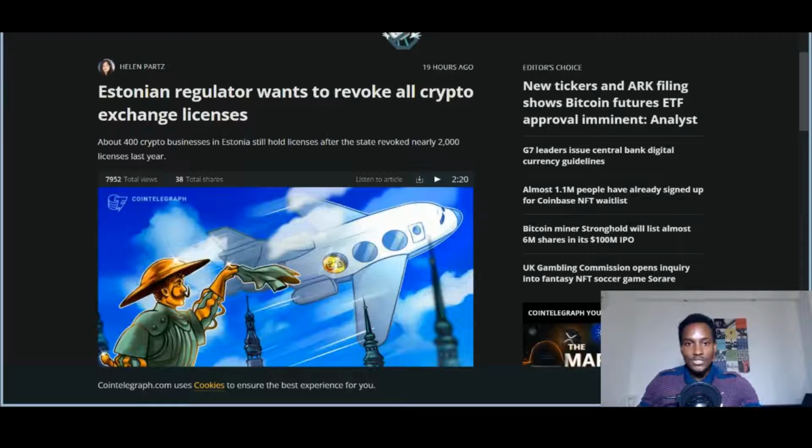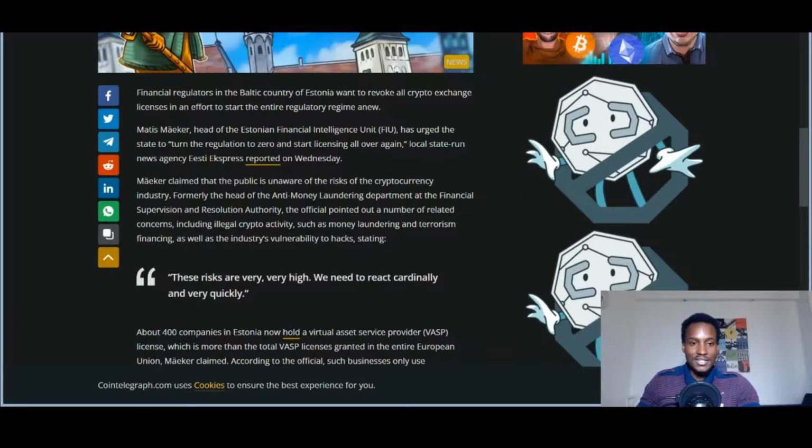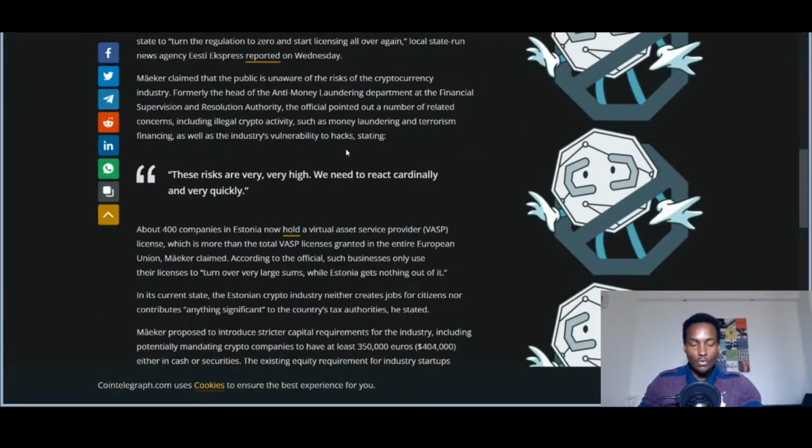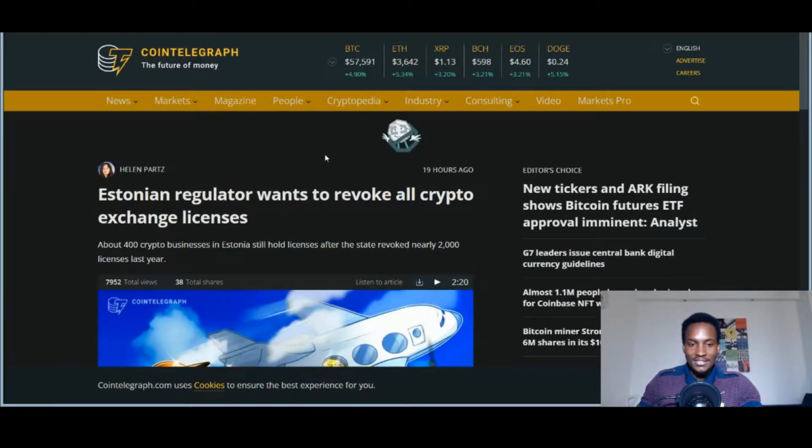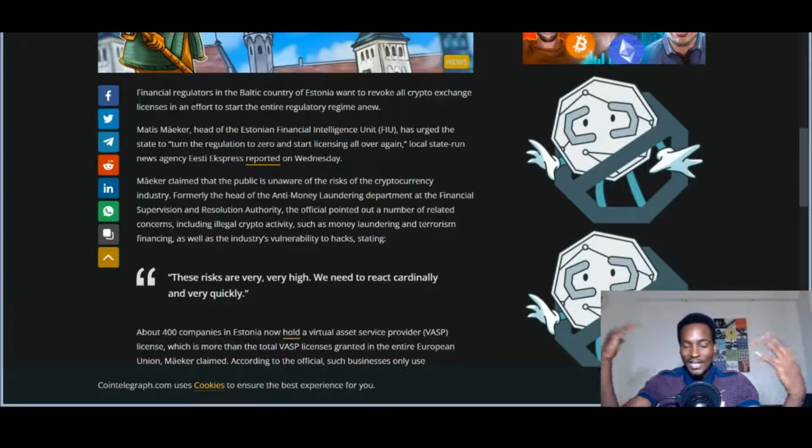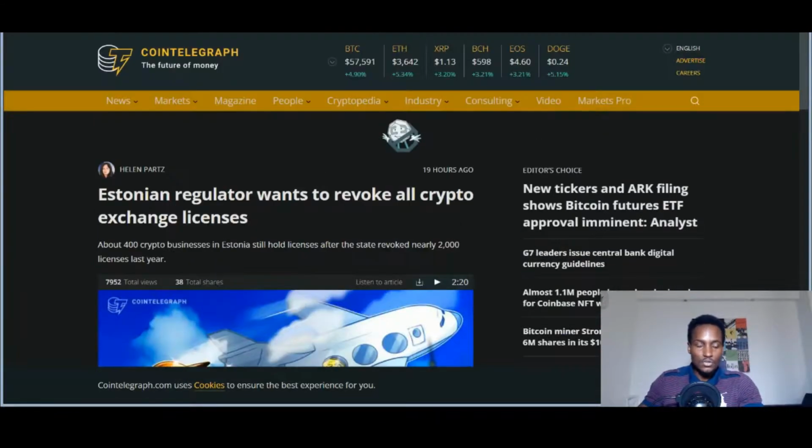Estonia regulator wants to revoke all crypto exchange licenses. I mean, if it's in the name of creating a safer environment, please do it. But I hope it's not in a hindrance way, because these guys are giving out over 2,000 licenses, and even revoking the ones they revoked to get to the 400 licenses here is still way more than all the total aggregated licenses held by firms within the European diaspora. So 400 is still steep.